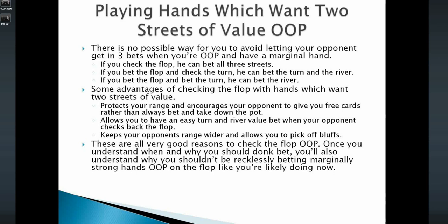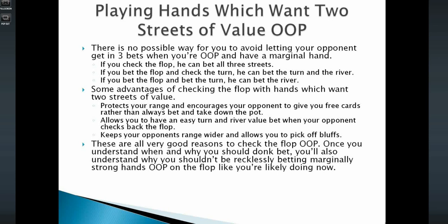Once you understand when and why you should donk bet, you'll also understand why you shouldn't be recklessly betting marginally strong hands out of position on the flop like you're likely doing now. So I approached this in kind of a backwards way, where I started to learn how to donk the flop, and then I started getting good results with that. And then once I started donking the flop pretty effectively, I started realizing, oh, it's not that much different when I'm the pre-flop raiser. I should probably be checking these hands that I wouldn't donk bet.